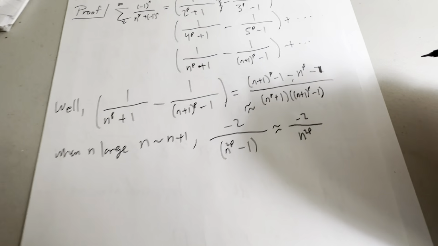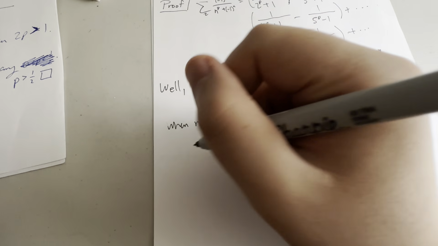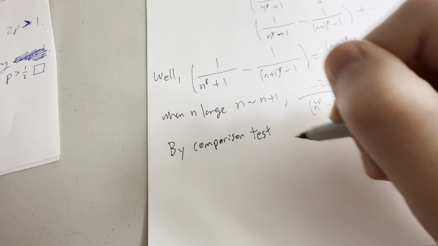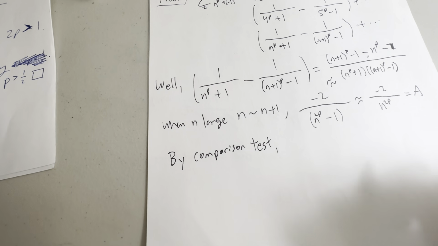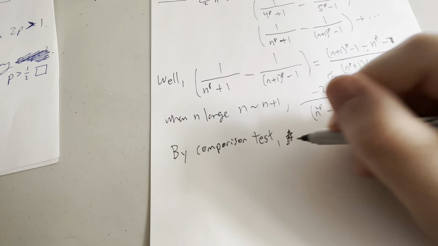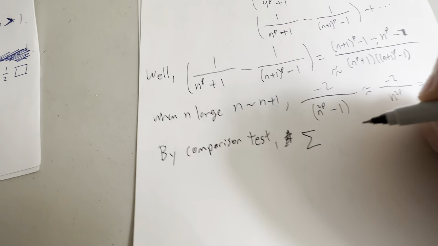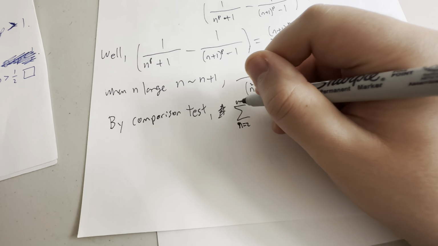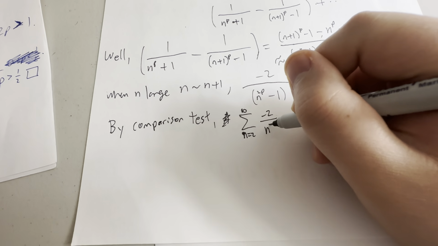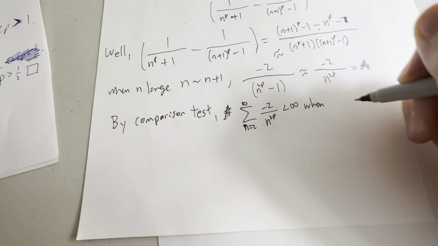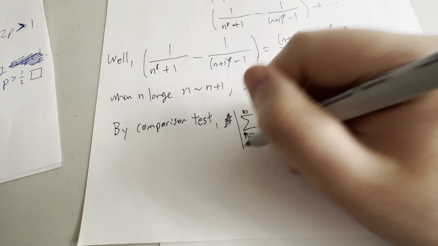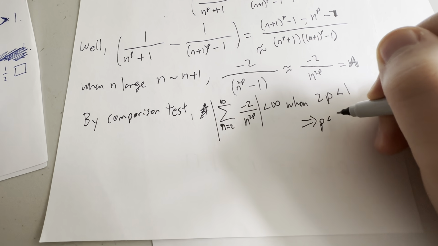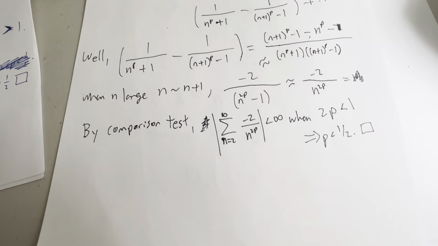And so we compare this to the harmonic series, right? So by the comparison test, we end up with the sum from n equals 2 to infinity of negative 2 over n to the 2p, which converges when 2p is greater than 1, which means that p has to be greater than a half. Something like that.